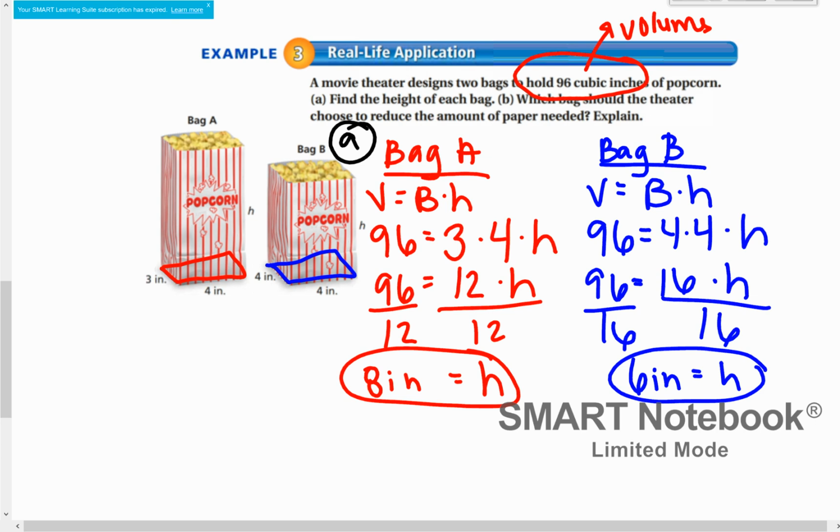It says, which bag should the theater use to reduce the amount of paper? The amount of paper needed to create this bag is the surface area. So now we need to find the surface area of each bag and compare them. If they want to reduce the amount of paper that they are using, we want to find the one with a smaller surface area.